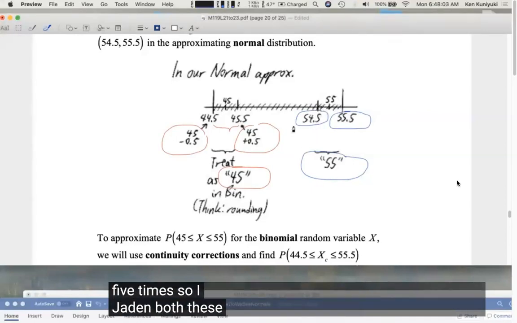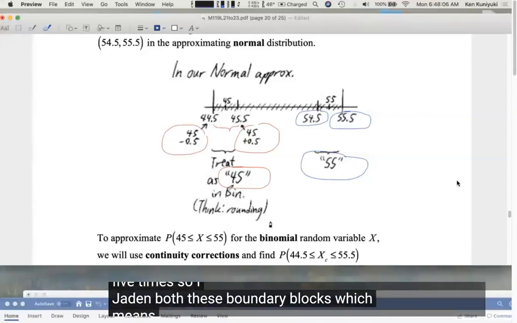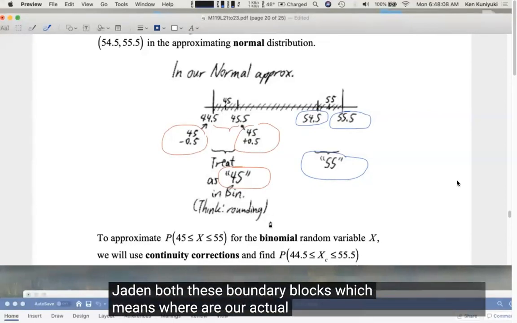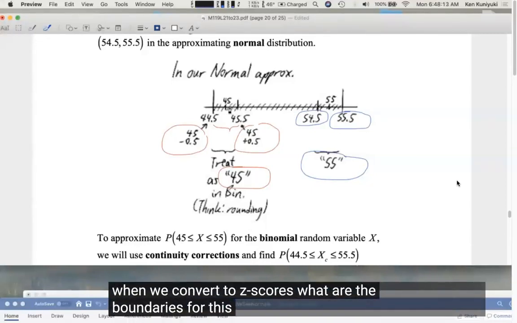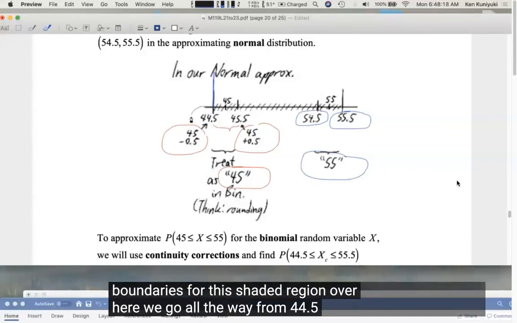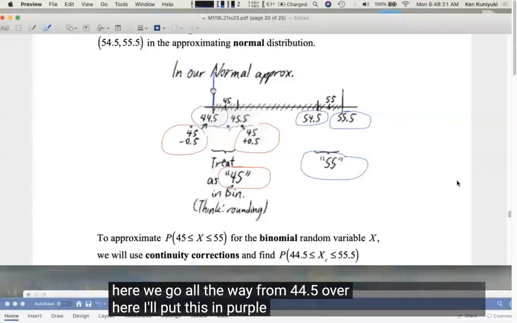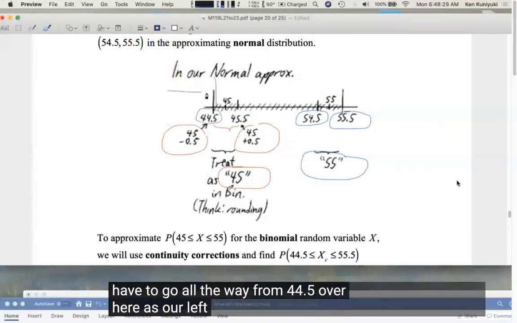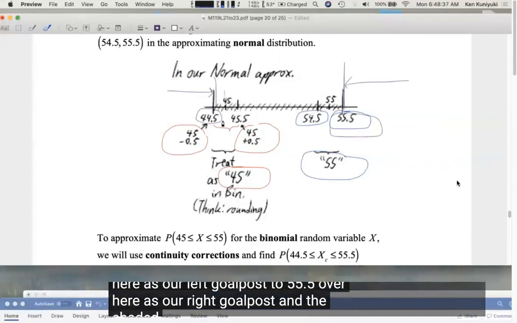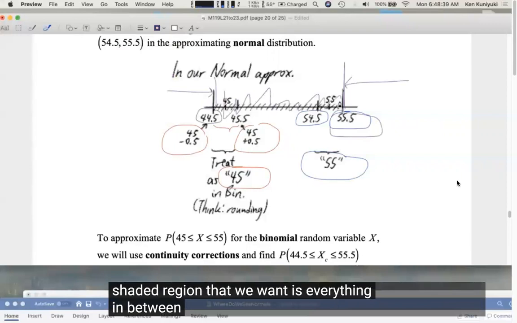So I shade in both these boundary blocks, which means where are our actual goalposts when we convert to z-scores? What are the boundaries for this shaded region over here? We go all the way from 44.5 over here, I'll put this in purple, actually, as our left goalpost to 55.5 over here as our right goalpost. And the shaded region that we want is everything in between.